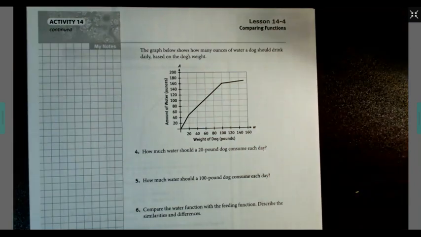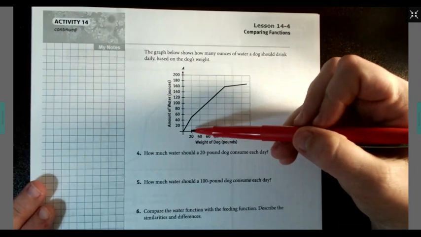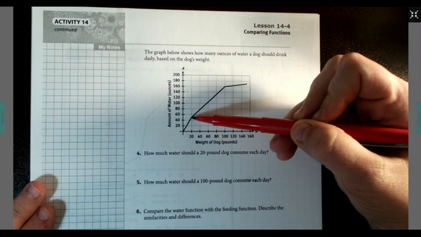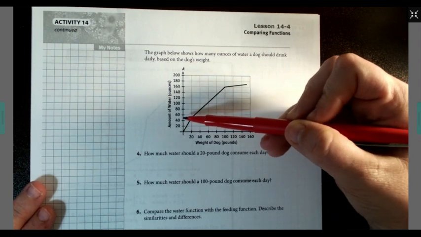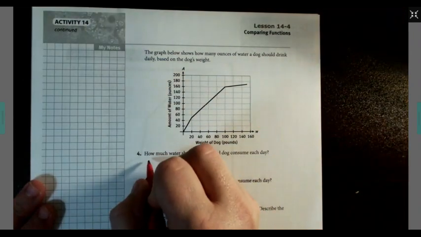Questions 4 to 7. The graph below shows how many ounces of water a dog should drink daily based on the dog's weight. Number 4. How much water should a 20-pound dog consume each day? Okay, so we got 20 pounds. Notice that it's right here. It looks to be about 50 ounces of water.